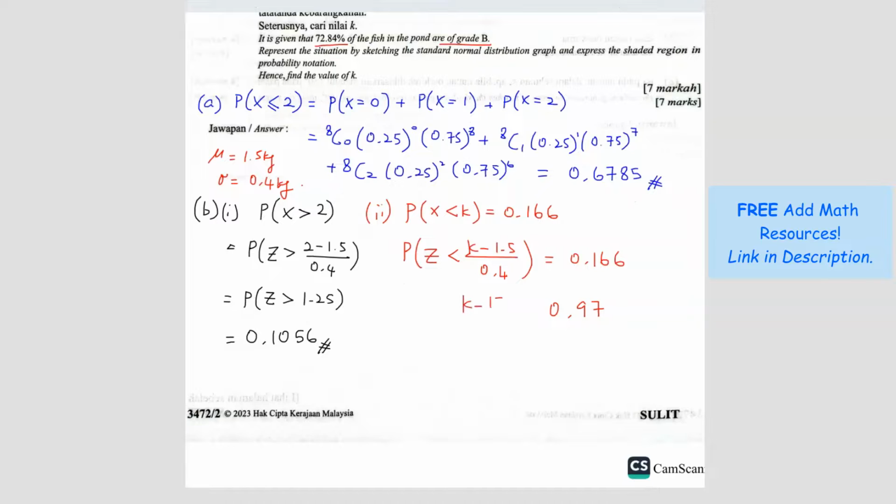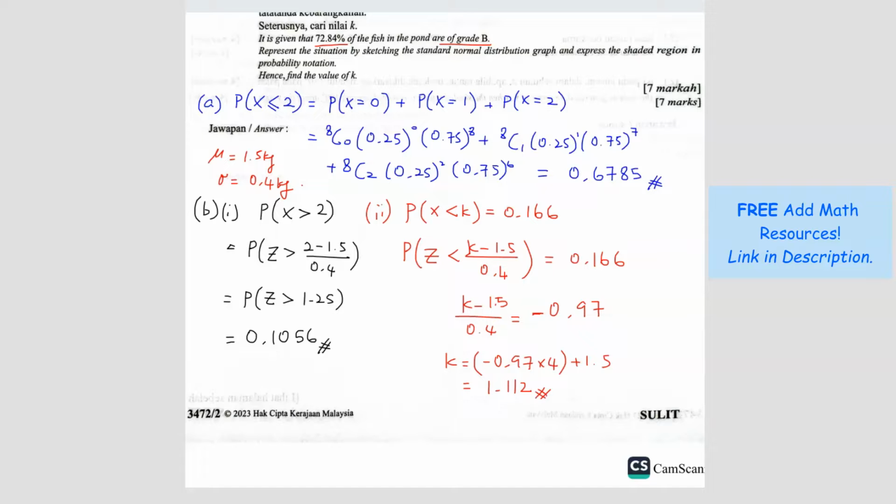represents k minus 1.5 over 0.4. But please make sure you put a negative, because we know it is on the left side of the graph. So this is going to be a negative value. Rearrange this: k equals negative 0.97 times 0.4, then you have to plus 1.5. So in the end, the k value that you will get is 1.112. Okay, k equals 1.112.